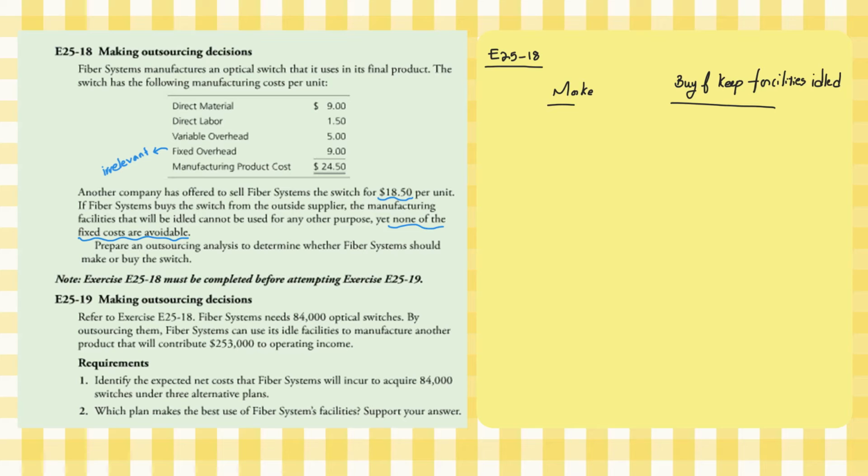Now, if I make, I'm gonna pay direct material, direct labor, and variable overhead. And I'm gonna also pay the fixed overhead, but I'm gonna pay it under both cases because he said it's irrelevant. Irrelevant means there is no difference. Okay, so I'm gonna pay $9 if I make and if I buy. So you can ignore it. Direct materials is 9, direct labor is 1.5, and variable overhead is 5.